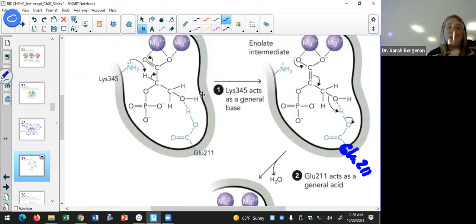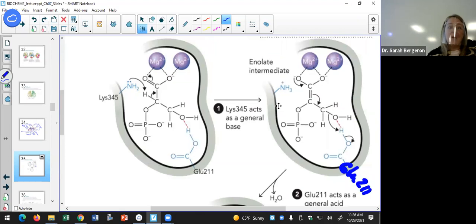So it's all about orienting and then stabilizing the intermediate. And that's what we see over and over and over again.